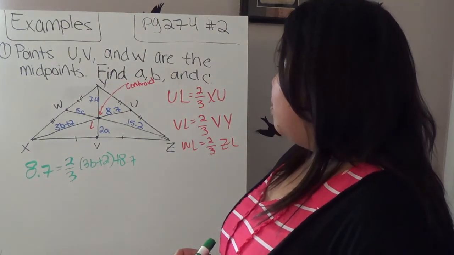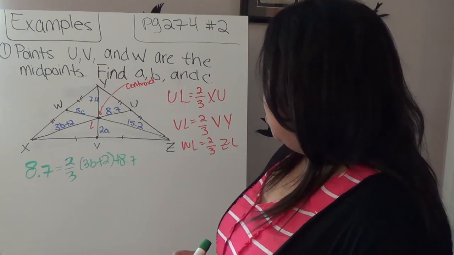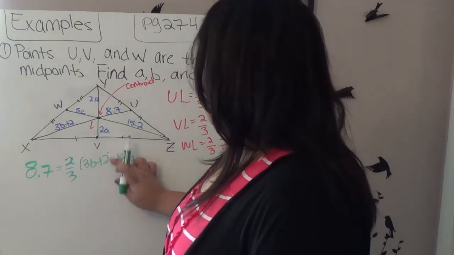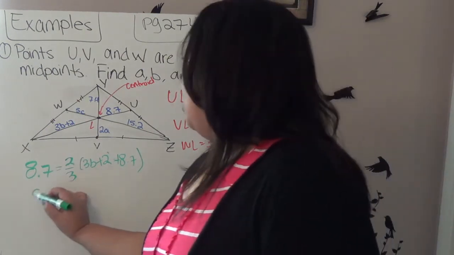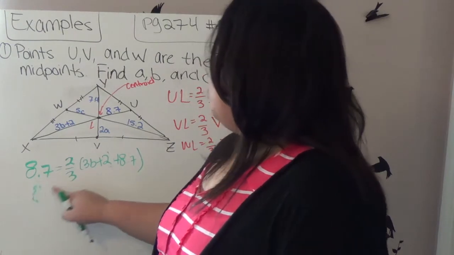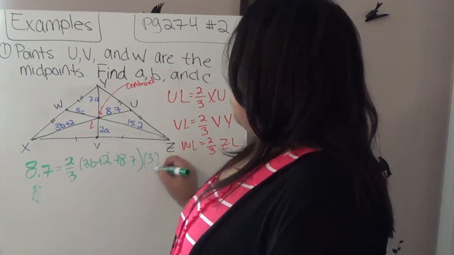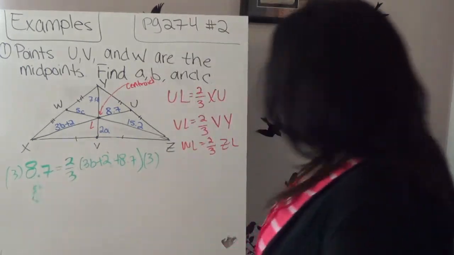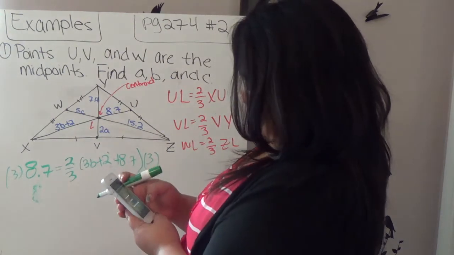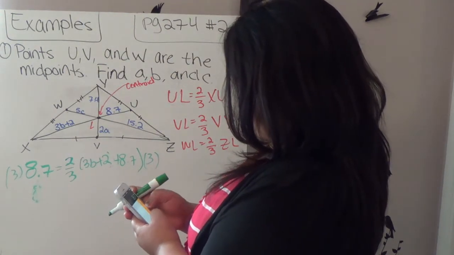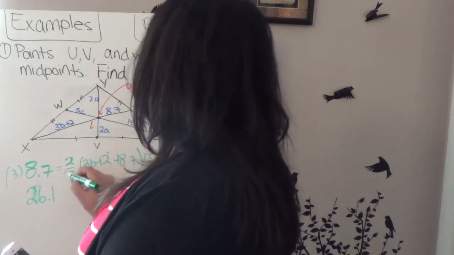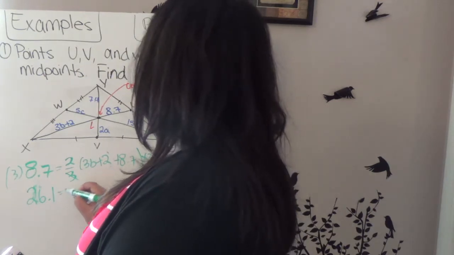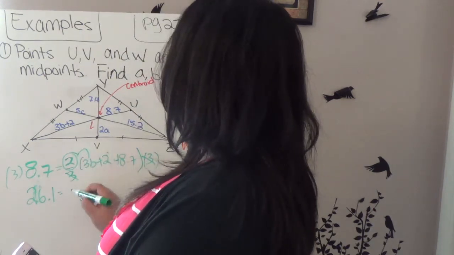Alright? So, right, this whole thing. So that means that I have 8.7. I'm gonna get rid of this 3 by multiplying both sides by 3. So 8.7 times 3 is 26.1. This 3 and this 3 cancel out. So I end up with 2, which I'm going to distribute.